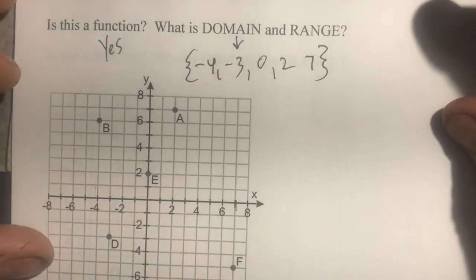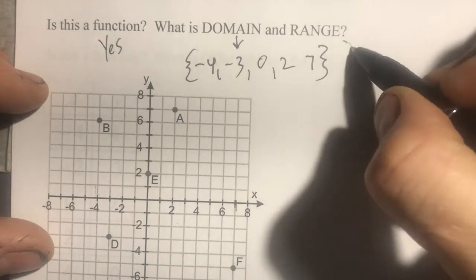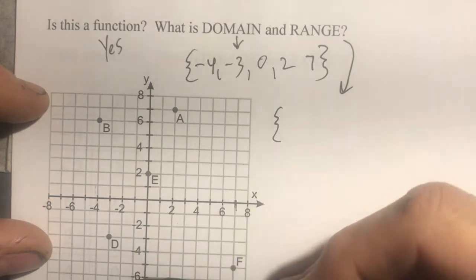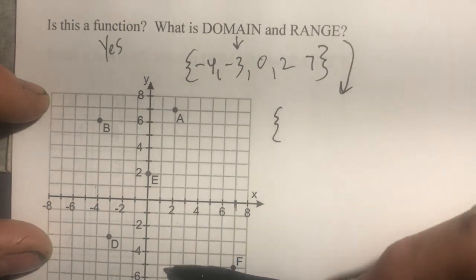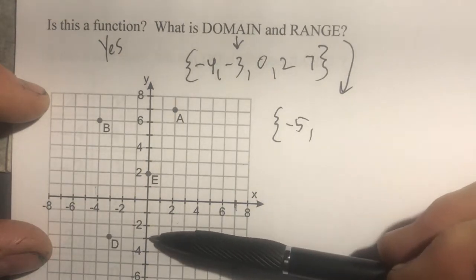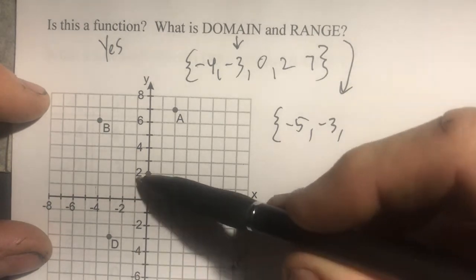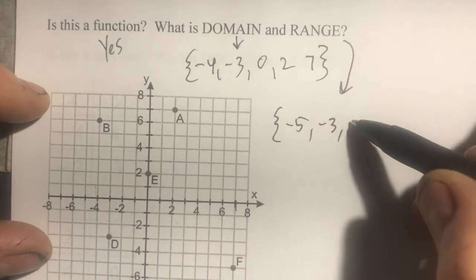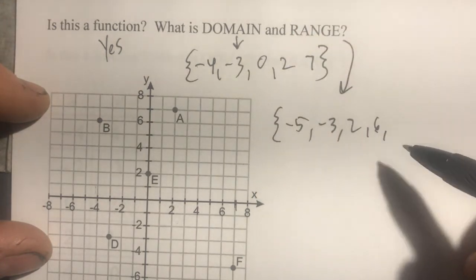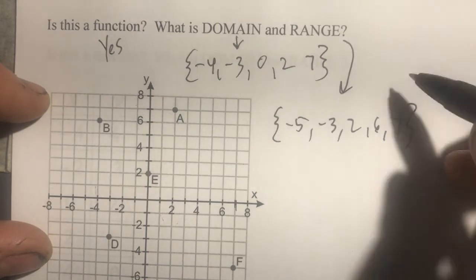Okay. What about my range? The range is up and down. So my up and down values. All right, here's the range right here. We've got to list them individually. So going down first, looks like the lowest we go is -5. And then we're going up right here to -3. And then the next one right here is at 2. And then we're up here to 6. And then the last one's up here at 7. There's my range.